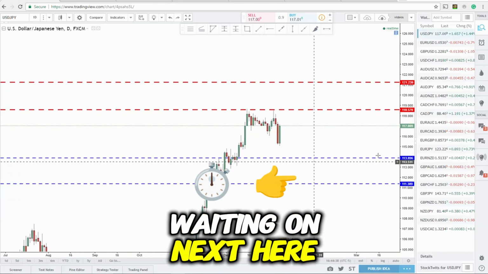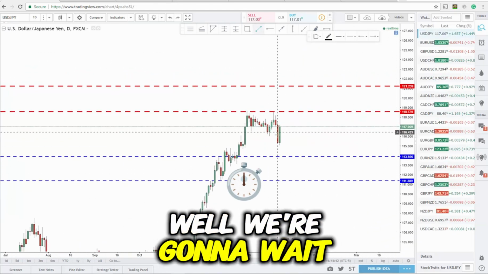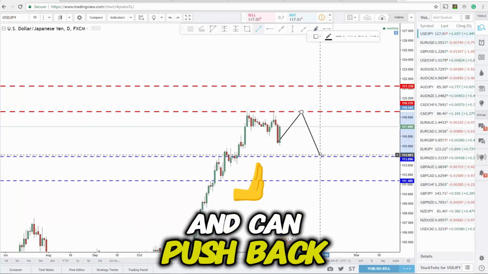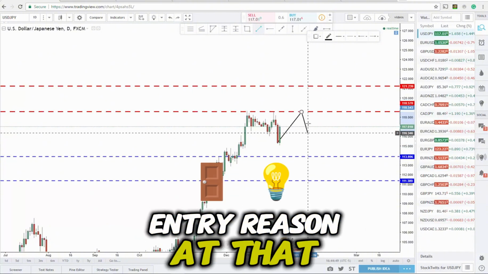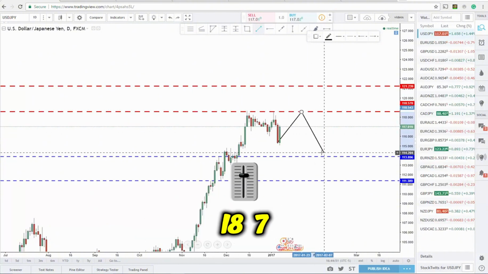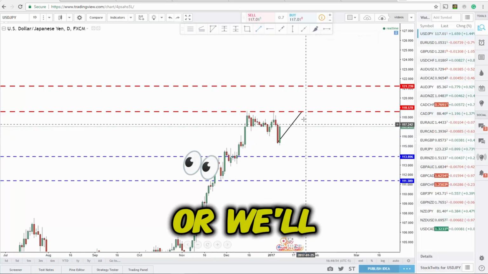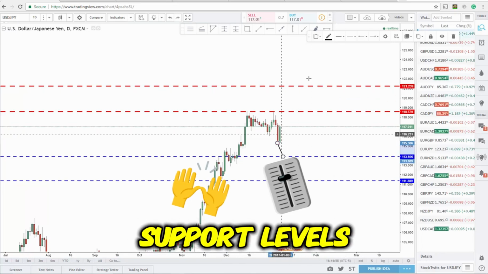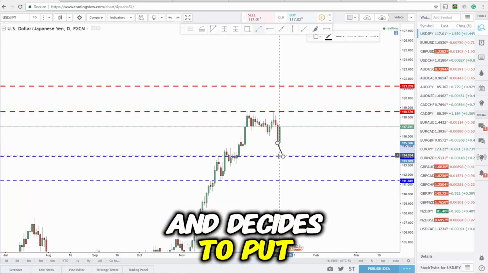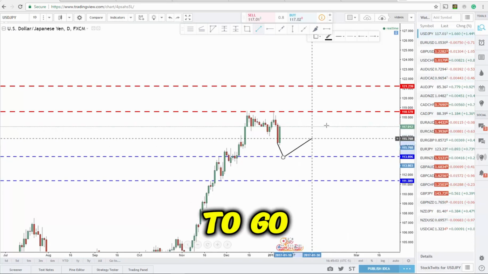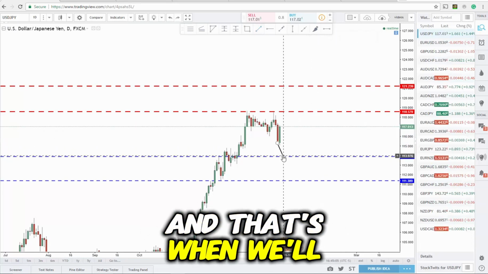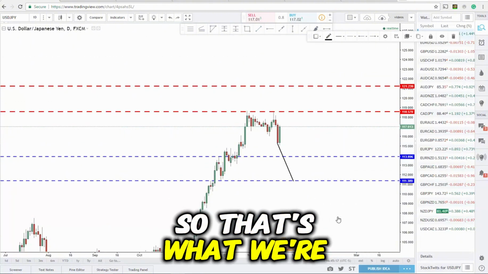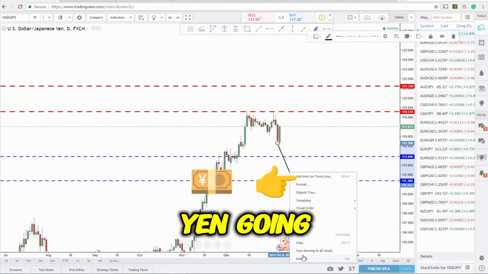So what are we waiting on next here on the dollar yen? Well, we're going to wait and see if this market either comes back to this level of resistance and can push back down. We'll wait for an entry reason at that 118.5 to 118.7 level, that zone. Or we'll see if the market comes down to one of our support levels and decides to put in some kind of entry reason to go back up. And that's when we'll decide what to do once we get down to these important levels. So that's what we're looking for here on the dollar yen going into next week.